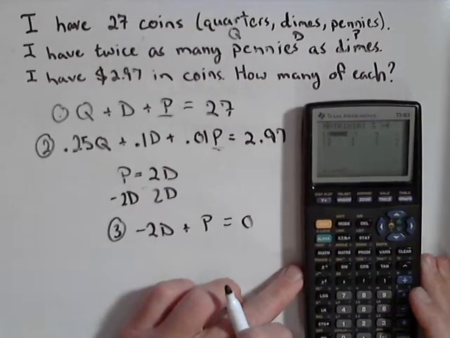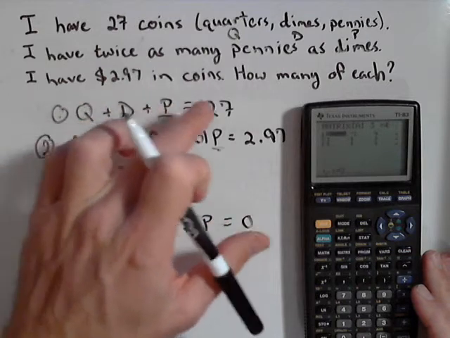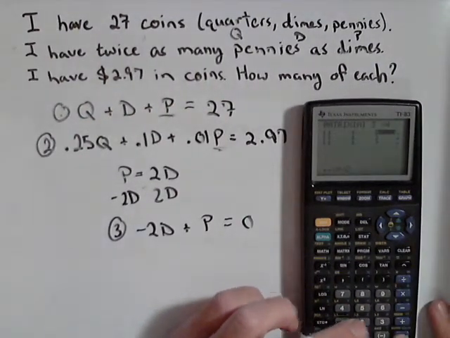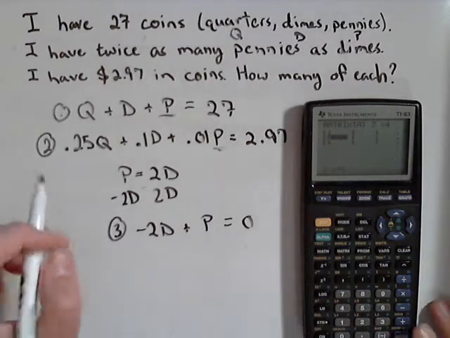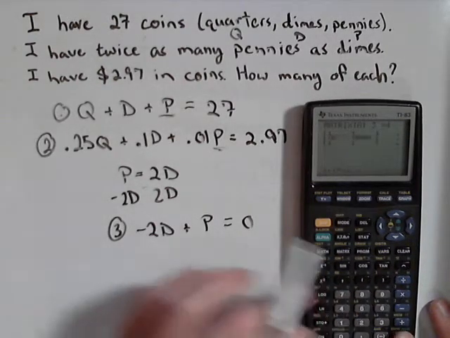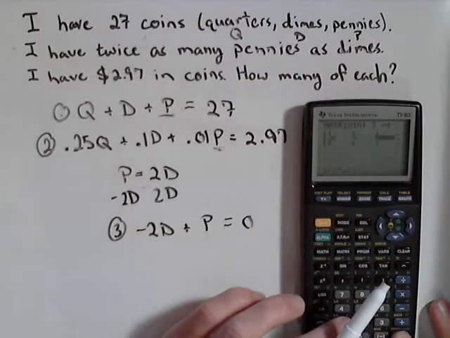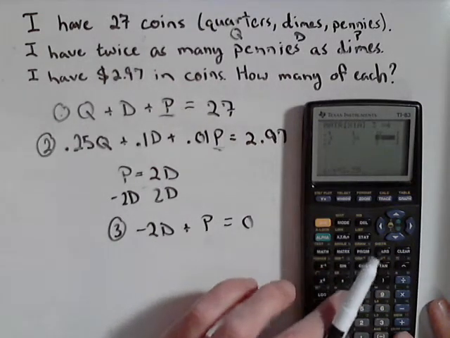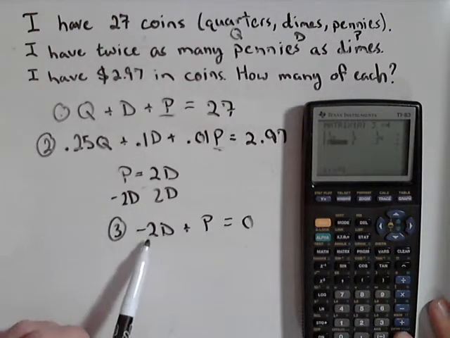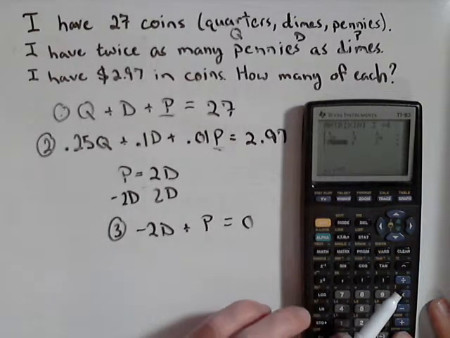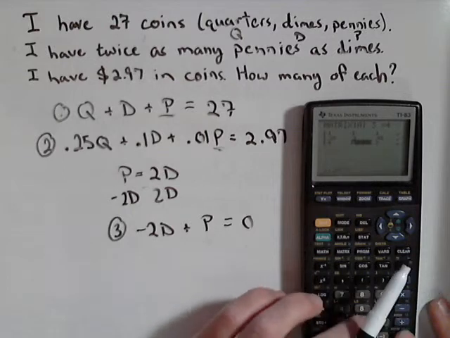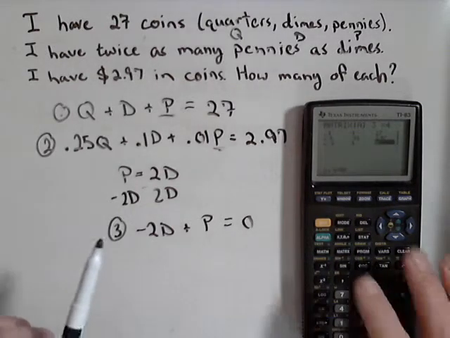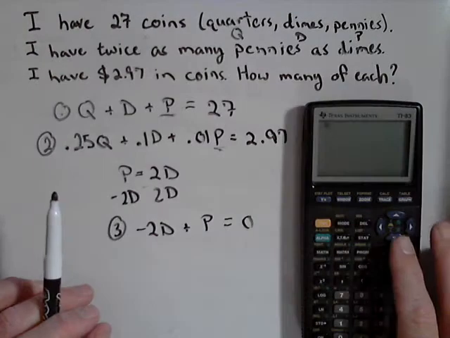Now I'll put in the coefficients. 1, 1, 1, 27 for the first row. Next row, 0.25. So I only need to enter the coefficients, 0.1, 0.01, 2.97. And the final row, there's no Q, so that gets put in as a 0. Negative 2, 1, 0. And there's my matrix. So I'm going to quit out of here.